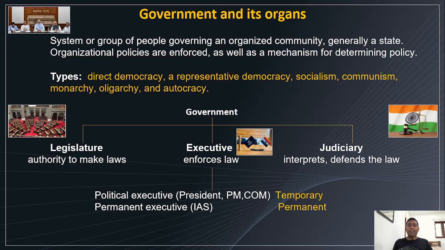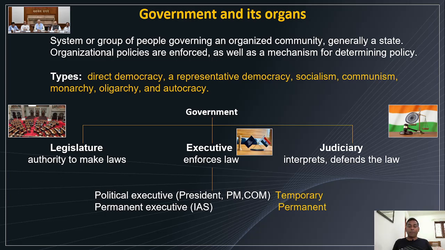Direct democracy in India, we follow what? Indirect democracy, right? We will of course discuss all these topics in detail in the coming lectures. Then government, these are the three organs of government: legislature, executive, and judiciary. Legislature, what's the meaning? Legislate, legal. That means that's the authority to make laws for the country, right? Our parliament. Yes, that's a legislator, lawmaking body.